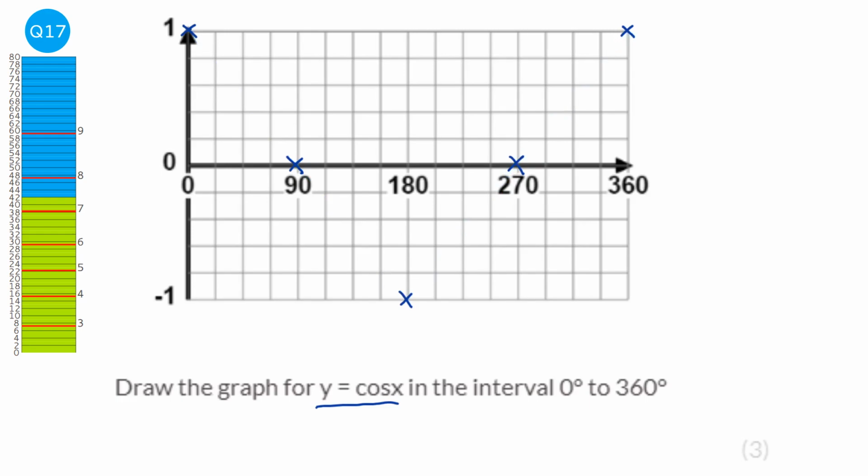And this is not the easiest thing to do, but they are very forgiving over how you do this. As long as it goes through the points, and as long as this bottom bit is a U shape and not a V shape, then normally you will get the mark. So although that doesn't look perfect, that will definitely get the marks.